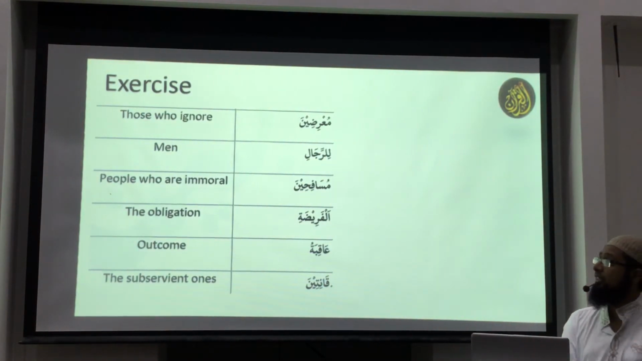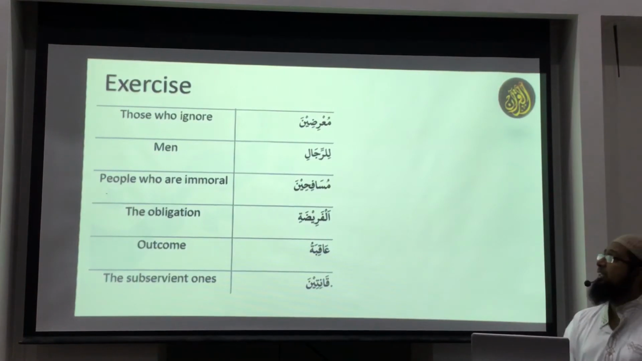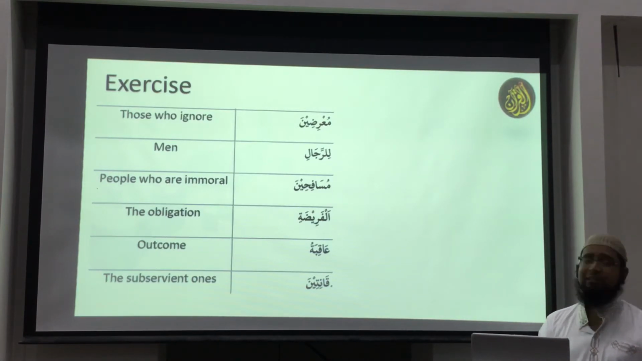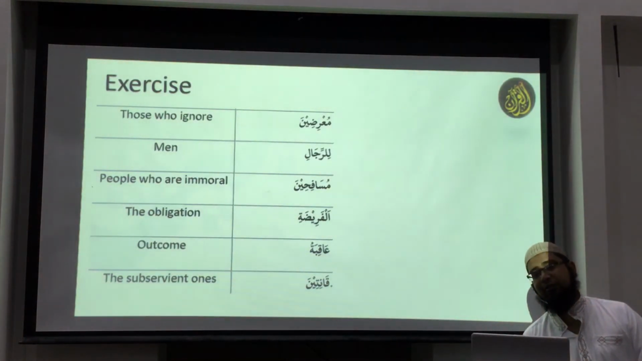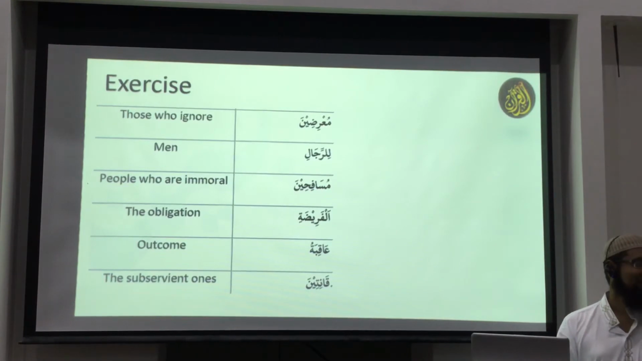Now the next one, men. Ar-rijali, or lil-rijali. It's the same thing. Like this here is lil-rijali. Now, what is the status of it? Who can say? Brother Shamsullah, you want to try? What is the status of it? Ar-rijali. Finishing with what, Brother Shamsullah? E. So E is jar. Okay, Rafa, nasab and jar.